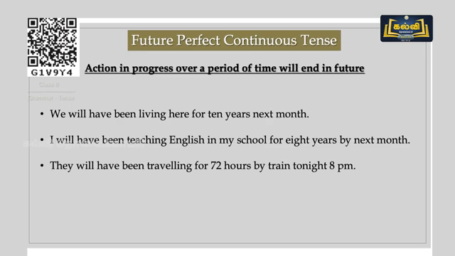I'm quickly reading the sentences. I will have been teaching English in my school for 8 years by next month. So 8 years are now almost complete, and by next month, my 8 years will be complete. And they will have been traveling for 72 hours by train. It means they started a couple of days ago and still they are traveling. But 72 hours will be complete by then. So you can express your future actions which will be in progress for a period of time before a certain point in the future.